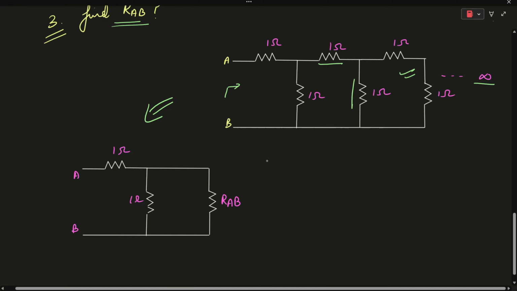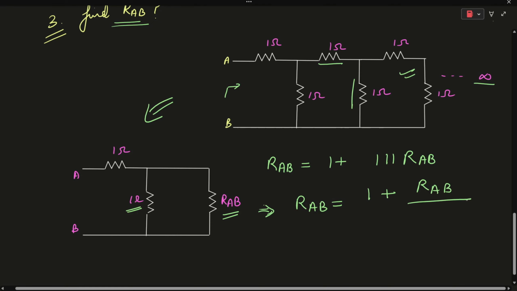So the value of RAB will be equal to 1 plus the parallel combination of this 1 ohm resistor in parallel with RAB. So 1 in parallel with RAB. This implies that RAB will be equal to 1 plus RAB over 1 plus RAB.